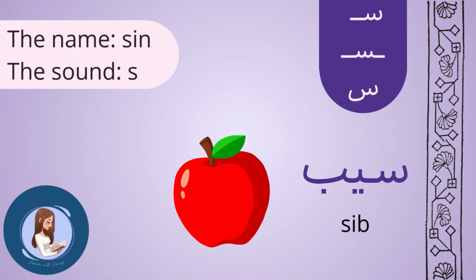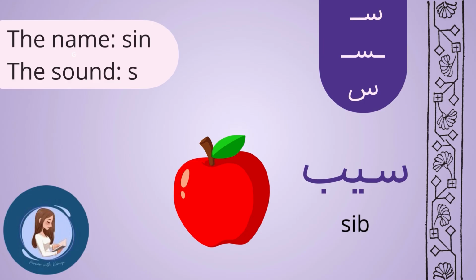Okay, this one might be a bit tricky for you. The name is sin. The sound is s. As you can see, there are three different appearances for these letters. As we talked about in the first session, it depends on the positioning of this letter in the word. What does that mean?